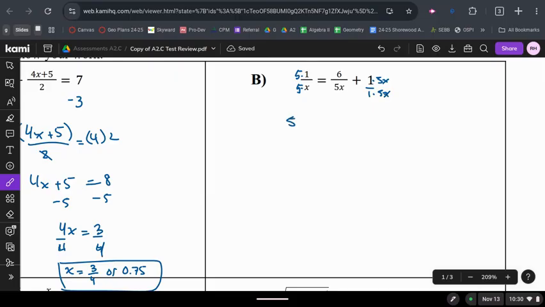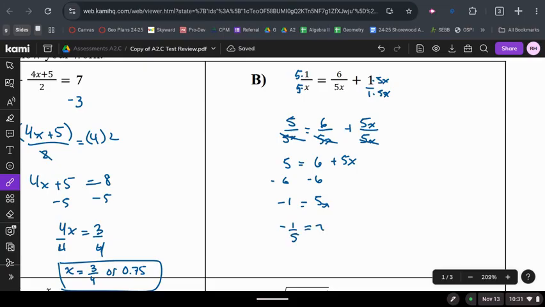Now I can rewrite everything as 5 over 5x is equal to 6 over 5x plus 5x over 5x, or just multiply both sides by 5x. Either way, you'll get the same answer of 5 is equal to 6 plus 5x, and then we can just subtract the 6 from both sides, get -1 is equal to 5x, and divide by 5 to get -1/5 is equal to x, or we could write it as a decimal, -0.2.